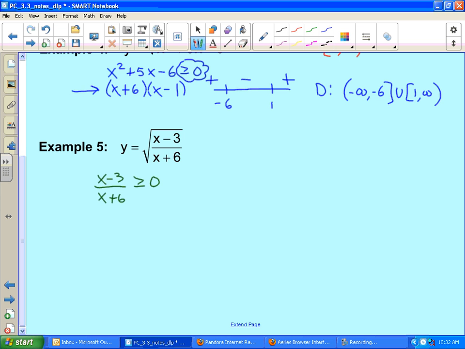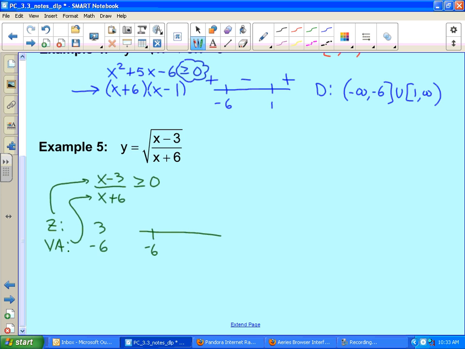However, now I have to be careful with my sign chart. In my sign chart, I'm going to have zeros, but because I'm dividing by an x, I also have a vertical asymptote value. Do you remember the vertical asymptote? Why are we having a discussion of asymptotes? Because I'm dividing by an x. So in this case, what's my zero? We look at the top for zeros. We look at the denominator for vertical asymptotes. So we have 3 and negative 6. Those create the values on my sign chart.